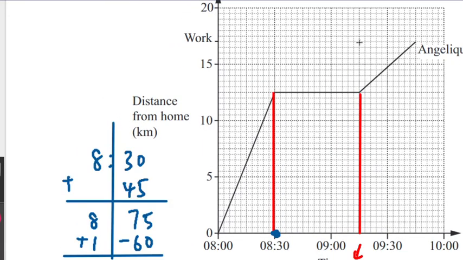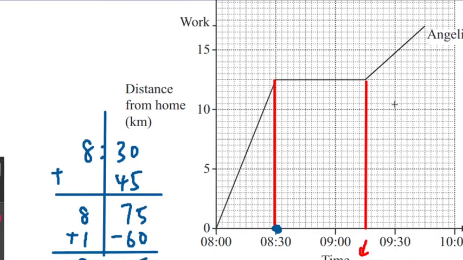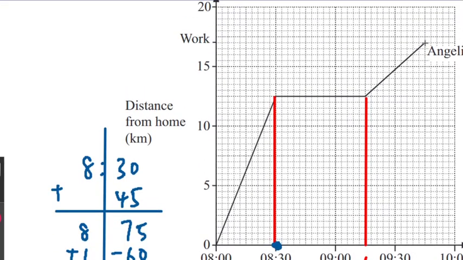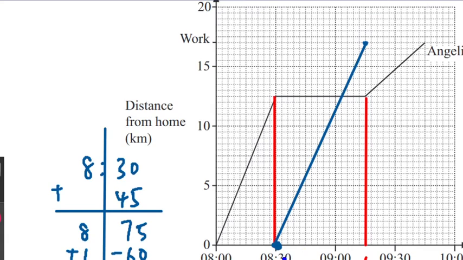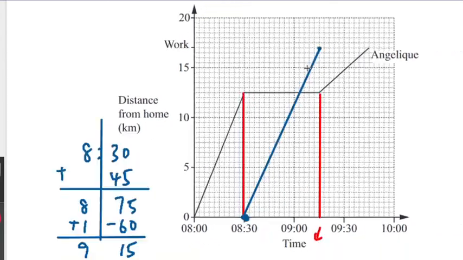So where is 9:15? Somewhere here, and it should be the same distance. Angelique is here, right? So I think it's here. Got it? Draw a line. Then you can get 1 mark. Is that okay? So we try to check. This is 45 minutes, right? She leaves at 8:30 and reaches her workplace straight away here. All right, continue.